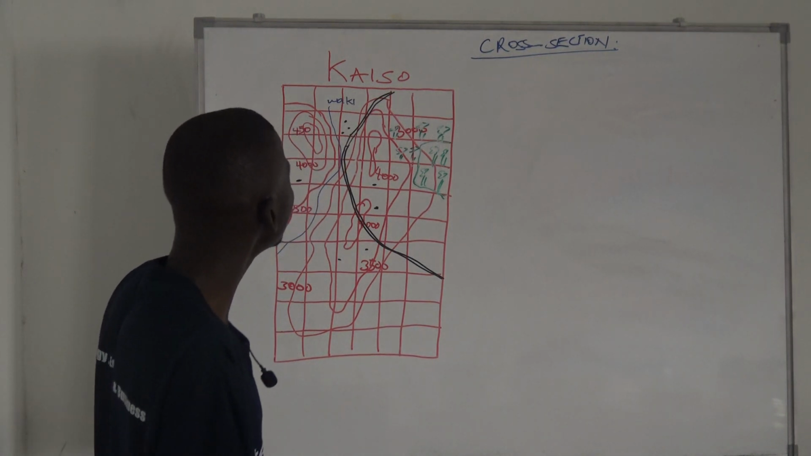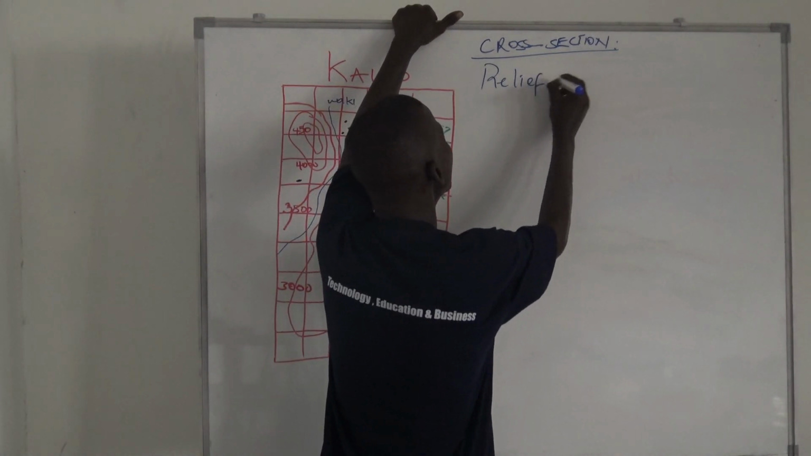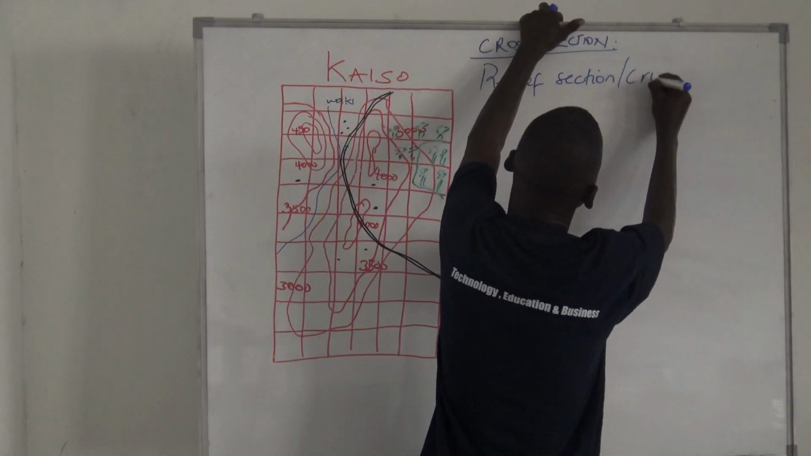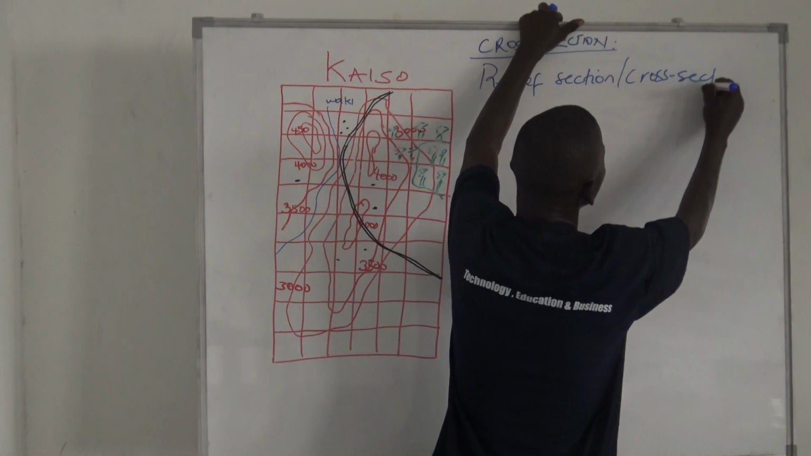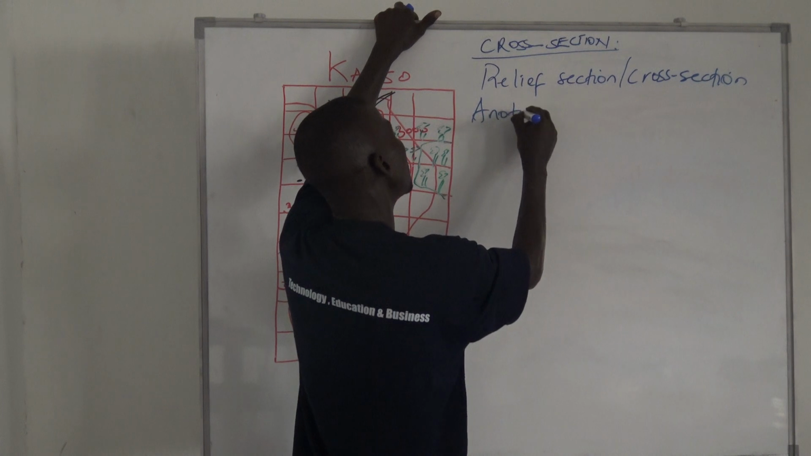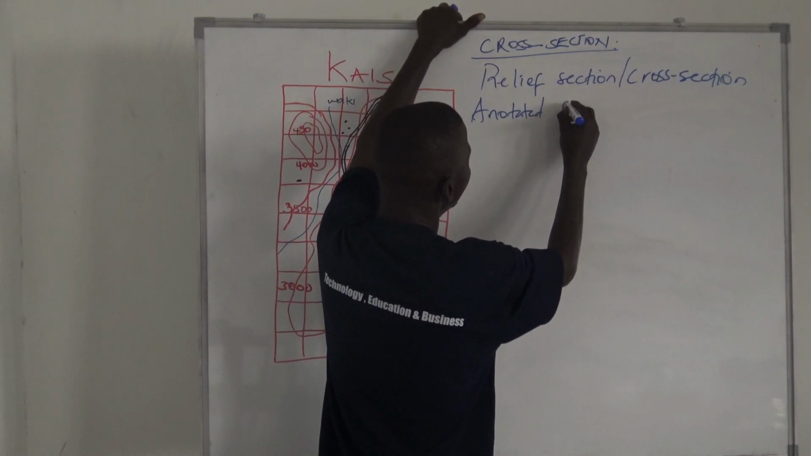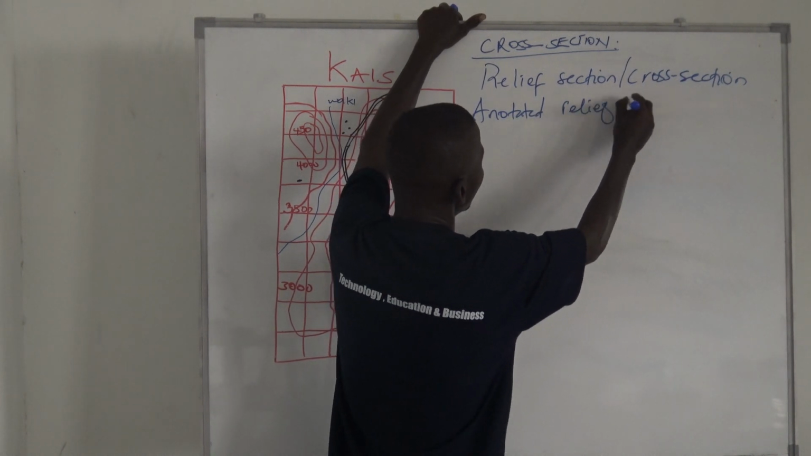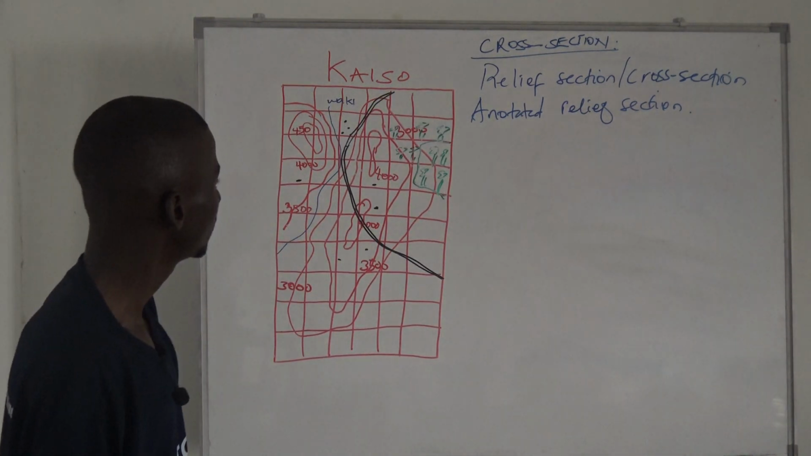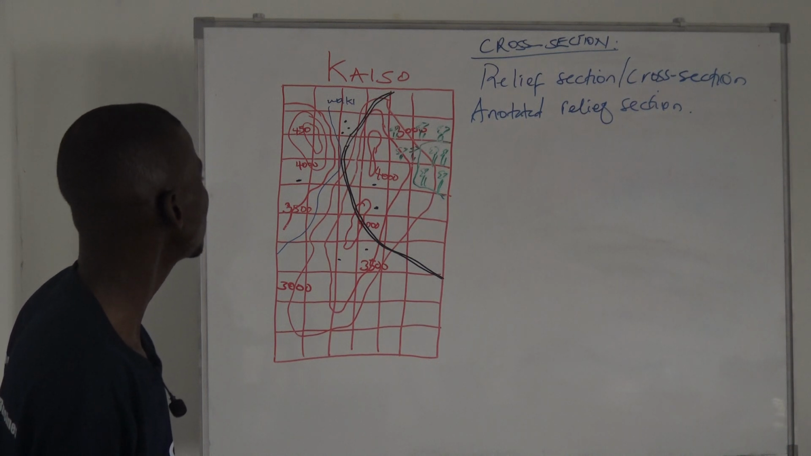A cross section is given different names. One can call it a relief section. Another one can call it a cross section. Another one can call it an annotated relief section. Annotated relief section. So how do we draw a cross section of an area?